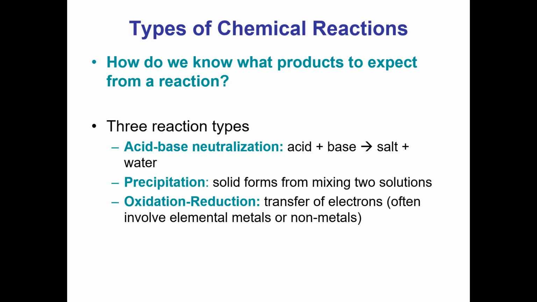In an acid-base reaction, we typically have an acid and a base that react to form a salt, some type of salt, plus water. In a precipitation reaction, we mix two solutions and one of our products is a solid. In an oxidation-reduction reaction, we focus on the transfer of electrons. We're going to go into more detail on each of these three types of reactions.